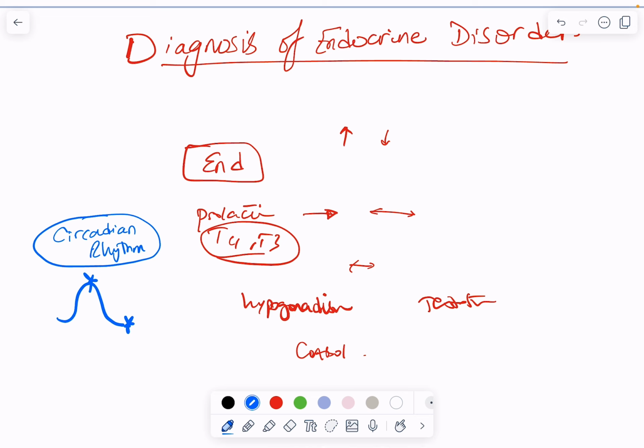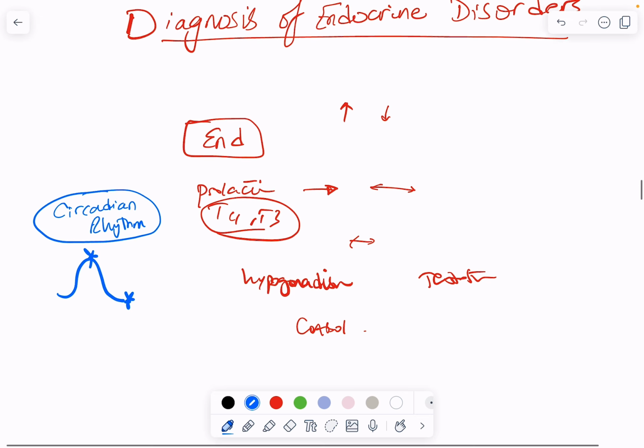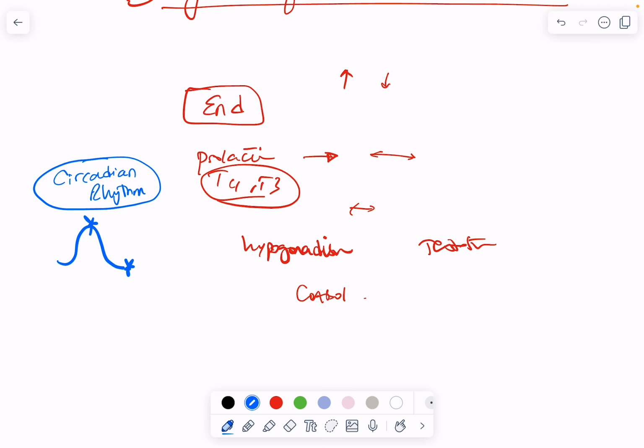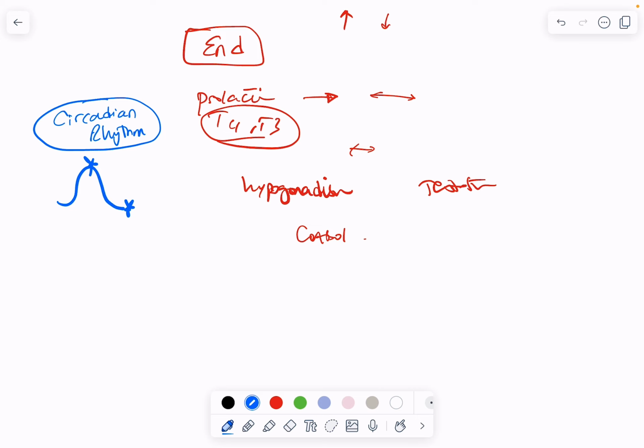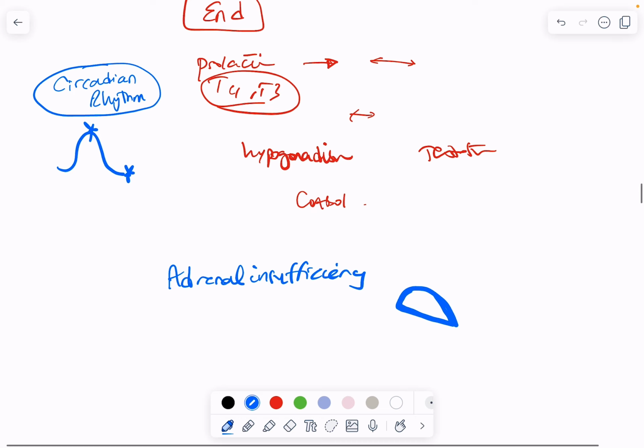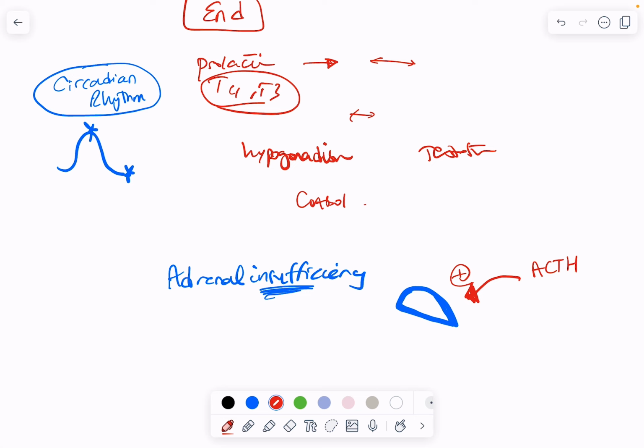For that reason, it's best to test the gland itself, the end gland. Let's say I'm suspecting adrenal insufficiency. So I want to see whether the problem is from the adrenal gland itself or from the pituitary or whatever. So what I'm gonna do is I'm gonna try to challenge it, right? So if I'm suspecting that it's not working, I'm gonna stimulate it. That's called the ACTH stimulation test, right?